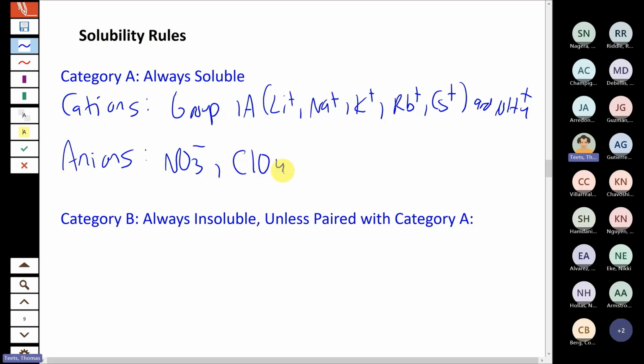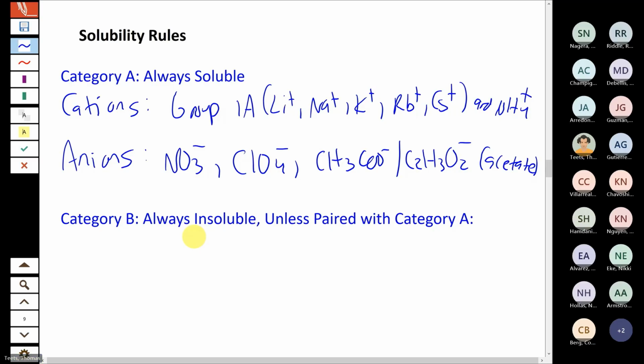Perchlorate, ClO4-, acetate, which is CH3COO-, or sometimes written as C2H3O2-. They're written in different ways, but that's just the acetate anion. Nitrate is the most common of these. So if you have one of these anions in your formula, regardless of what the cation is that it is paired with, it will be soluble. So we saw lead nitrate. The previous example was an example of a soluble ionic compound.